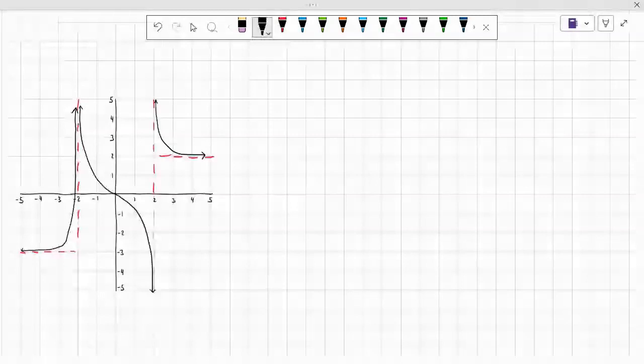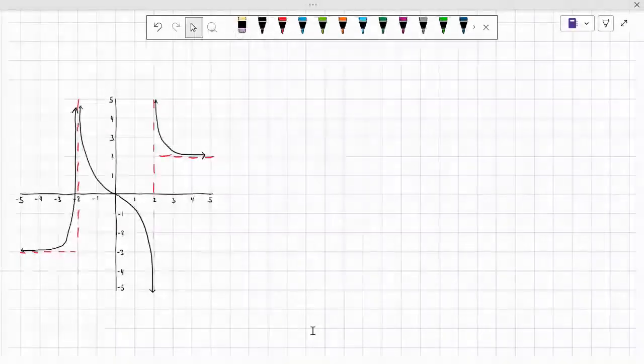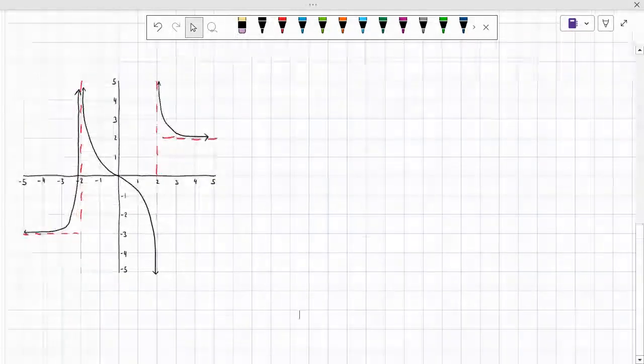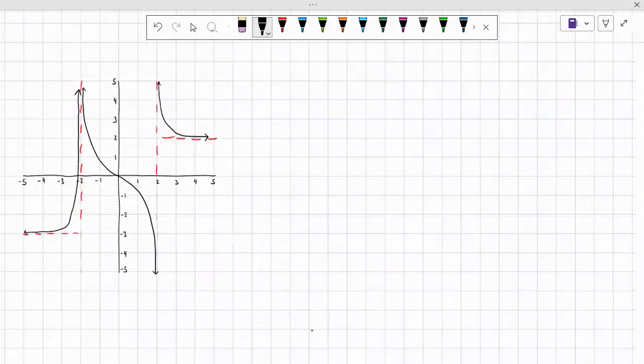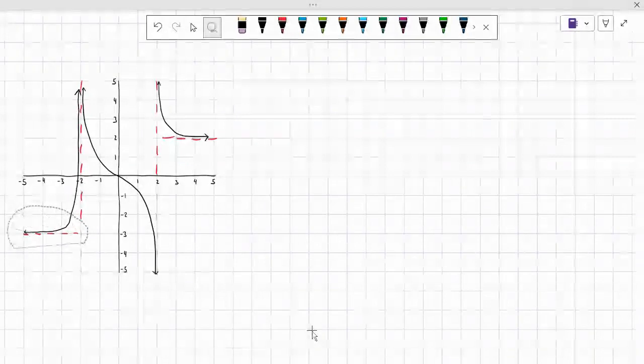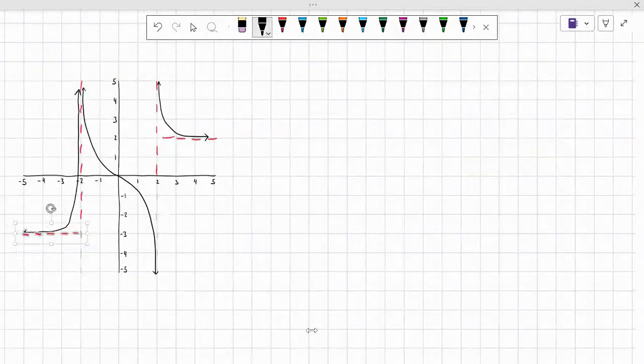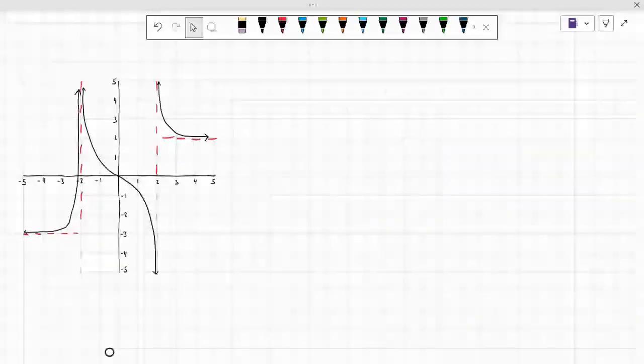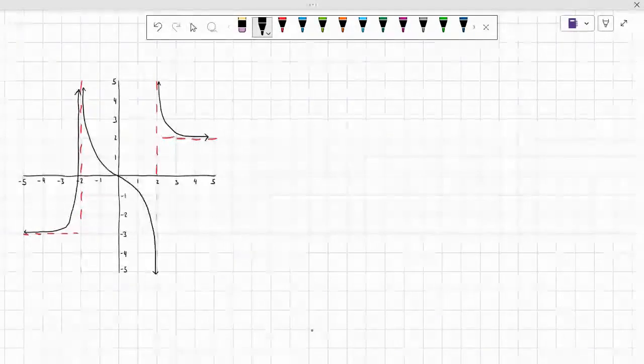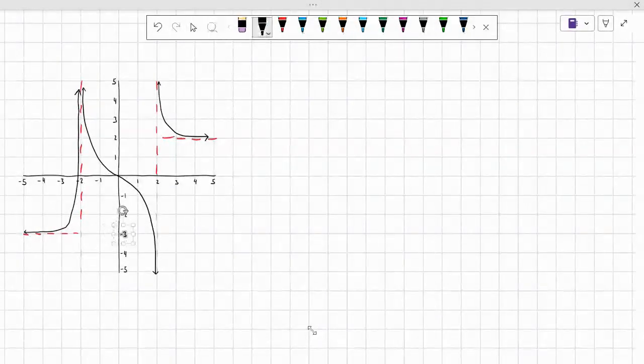We can characterize horizontal and vertical asymptotes using limit statements, and I'm going to roughly indicate how that works right now. Okay, so let's look at this horizontal asymptote first. That's at a y value of -3.